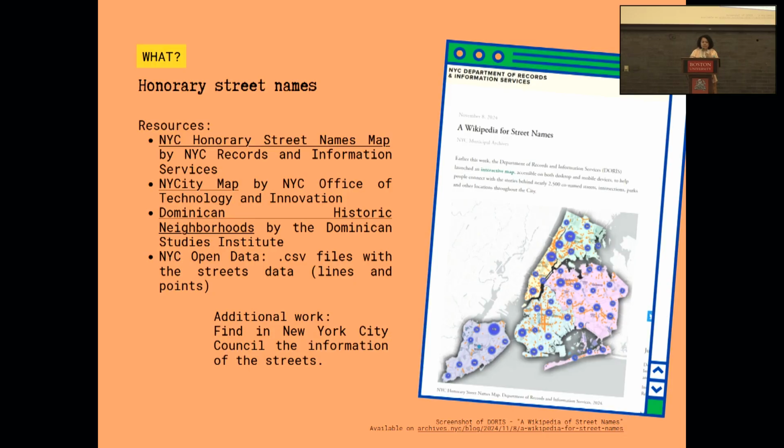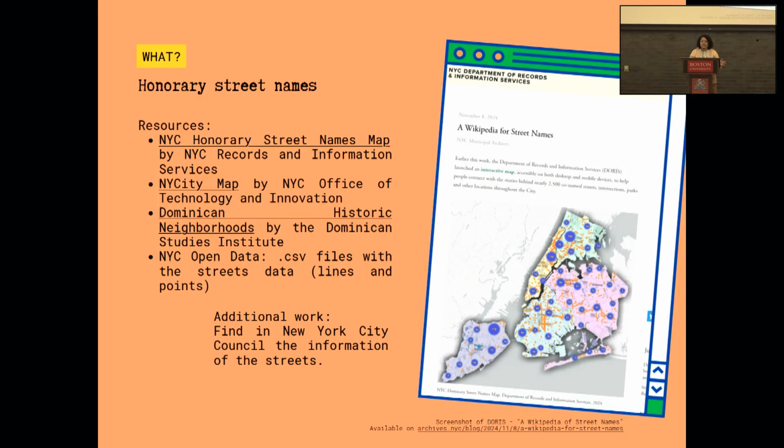the New York City Honorary Street Names map, that if you see on the image, says Wikipedia for street names. This is a map created by one of the offices, the New York City Records and Information Services. But one issue is that this is an ArcGIS map that is hard to find somehow, I believe, because it was not the first thing that I found.